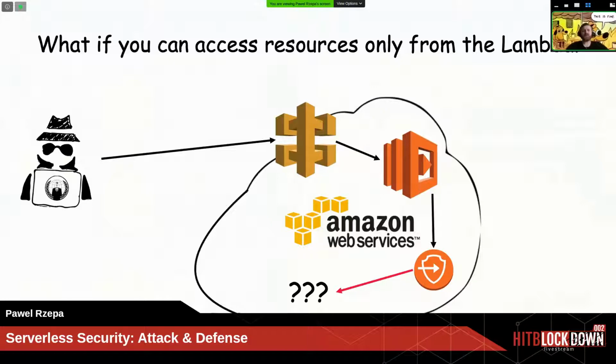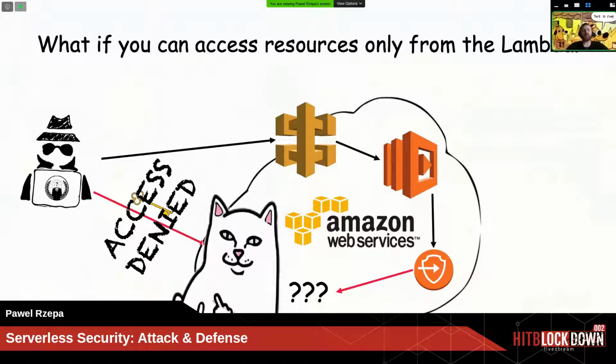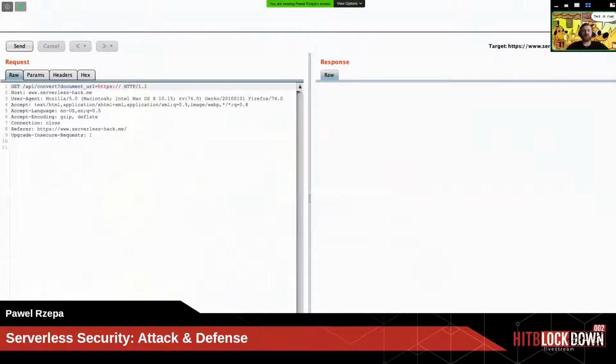But what if you can access resources only from AWS Lambda? In other words, if you are trying to use the access keys that you've just extracted, then sorry, but it is not allowed. So let me show you what an attacker can do in this particular case.